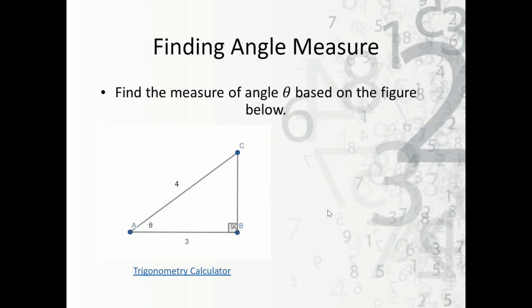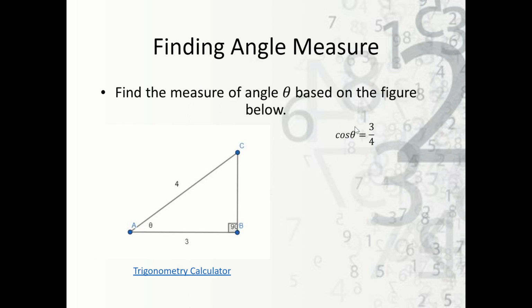So how does that help us find angle measures? In this case, we want to find theta, which is this angle here, and we're given this side and this side. Well, this side is our adjacent, this side is our hypotenuse, so we have adjacent and hypotenuse, so we know that we're going to need to use cosine. So we'd say cosine of theta is equal to 3 over 4, adjacent over hypotenuse.